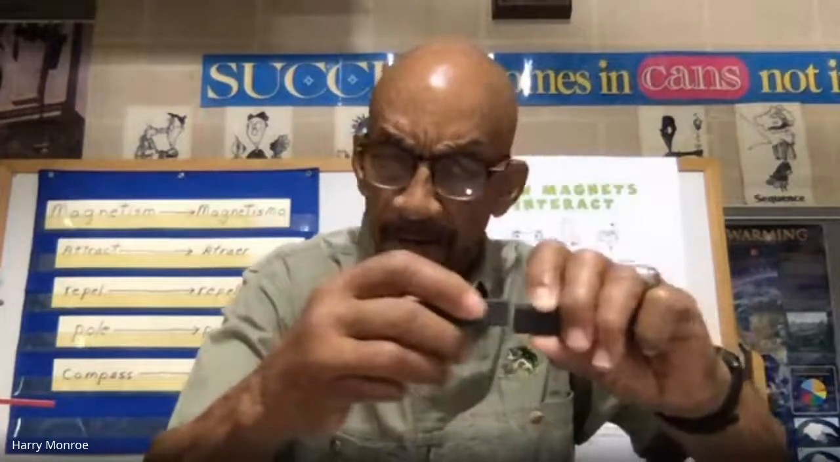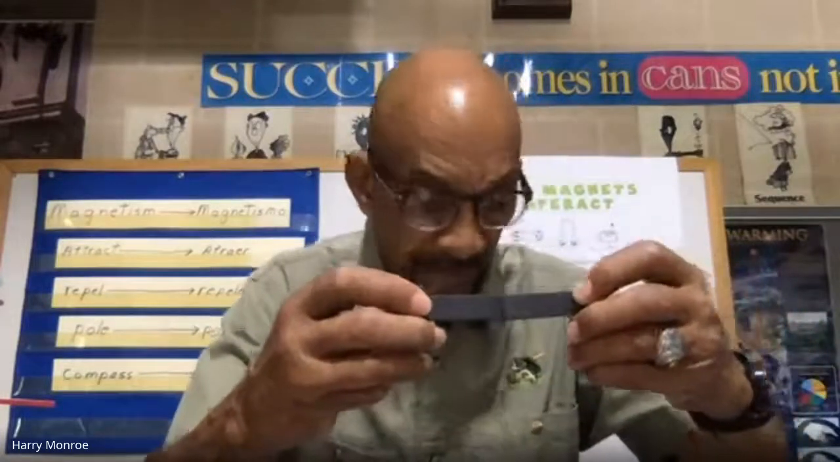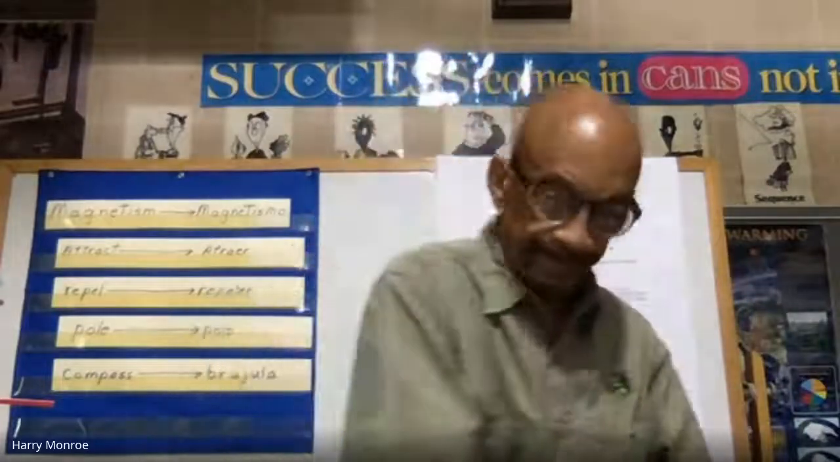I've got the other one, and when I tried to put the two N's together, they will not go together. They're repelling each other. I can't force them. They're going to push away from each other. But if I change it around, and I take the South Pole and come to the North Pole, look what happens. They are attracted to each other. Okay? I want you to remember that.